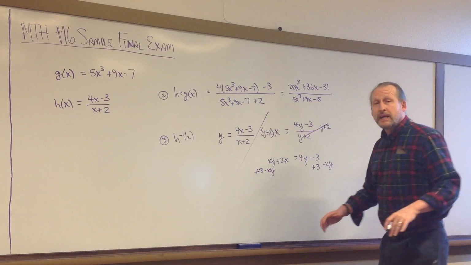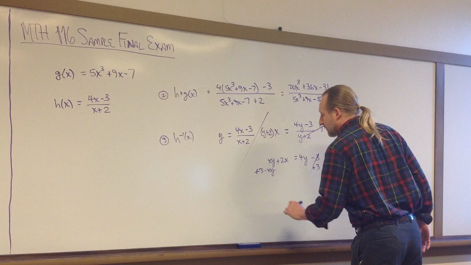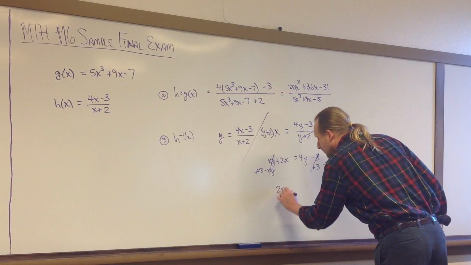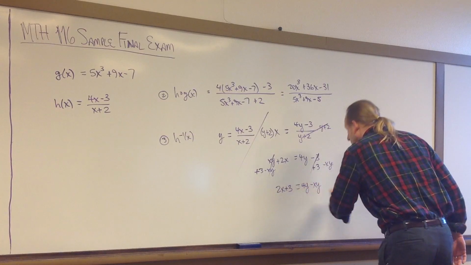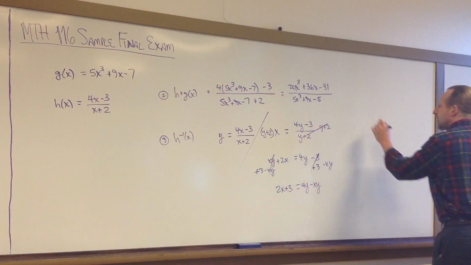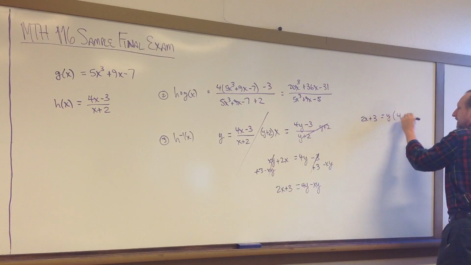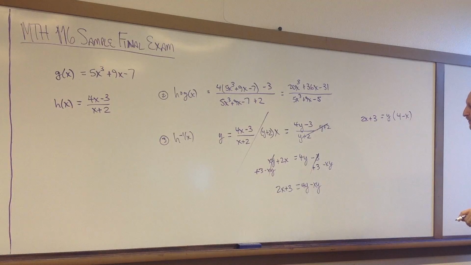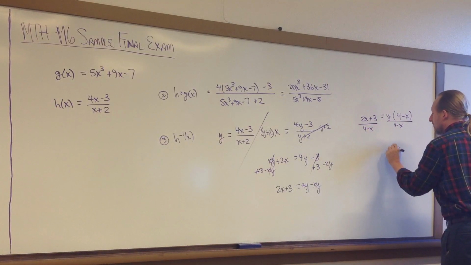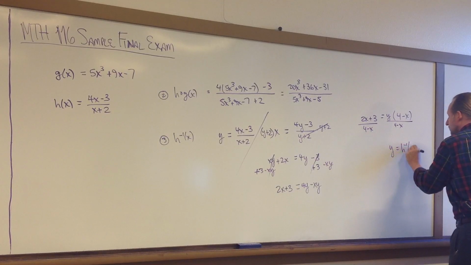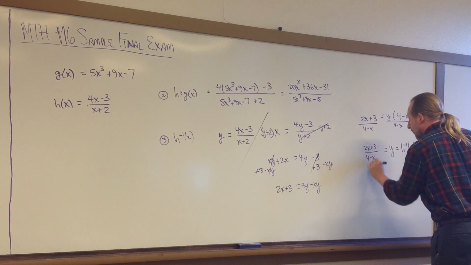The idea is we want to collect anything that still has a y in it. We want to get those things together. Over here we'll have 2x plus 3 equals 4y minus xy. And then remember, the trick to getting that y by itself is to factor it out, y times 4 minus x, and then divide on both sides by 4 minus x. So y, which is h inverse, will be 2x plus 3 over 4 minus x.